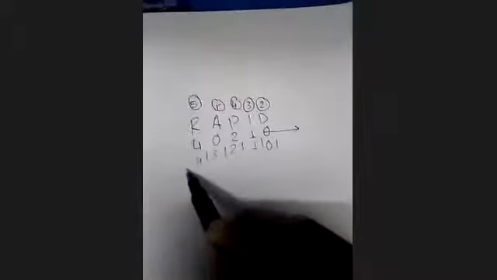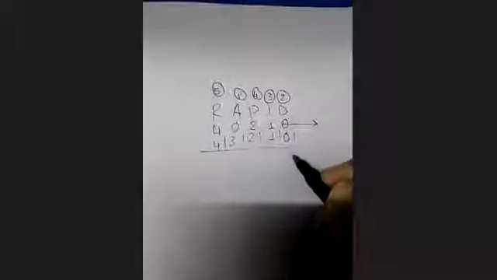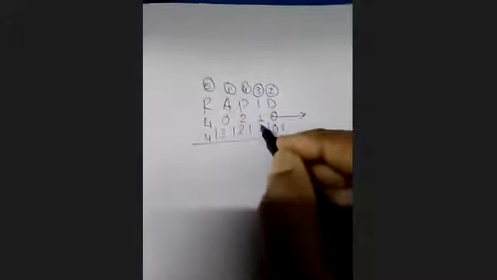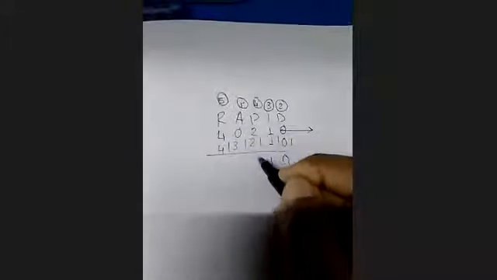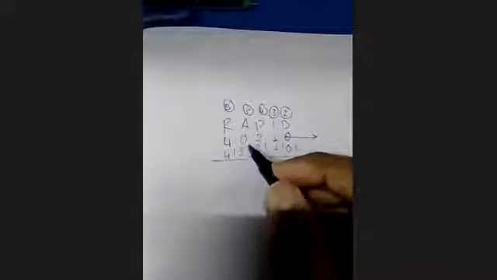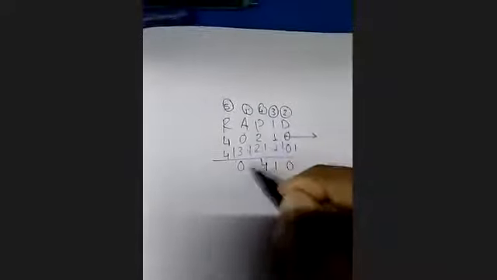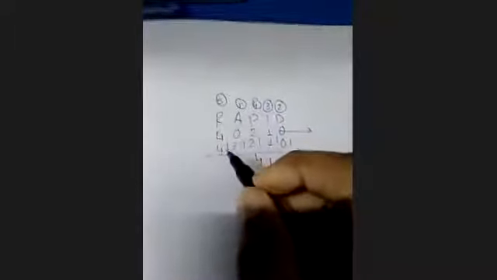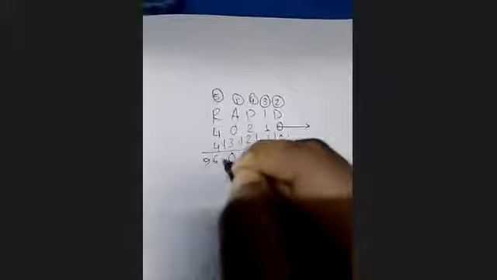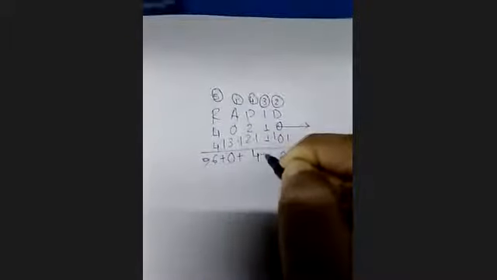Okay. Now, see, 0 factorial is 1, so 1 multiplied by 0 is nothing but 0. 1 factorial is 1, and 1 multiplied by 1 is 1. 2 factorial is 2, and 2 multiplied by 2 is 4. 3 factorial is 6, but anything multiplied by 0 is 0, so it doesn't matter. 4 factorial is 24, and 24 into 4 is 96. So add all this, and you get 101.